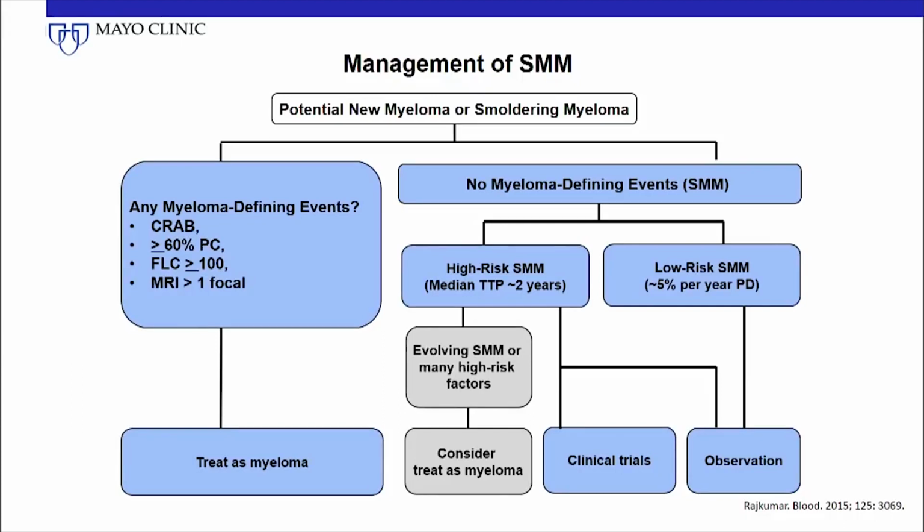The gray area is patients who are so-called smoldering, but they have multiple high-risk factors, or if the M spike is rising as you are following them, but they still don't meet the criteria for myeloma. That's a gray area. And I think based on the Spanish trial, some of us will consider treating a few of these patients as multiple myeloma.